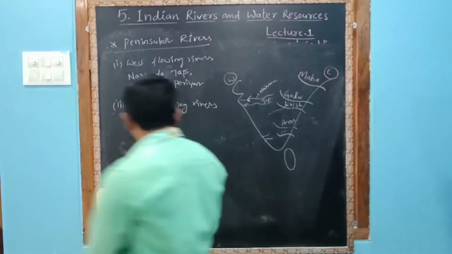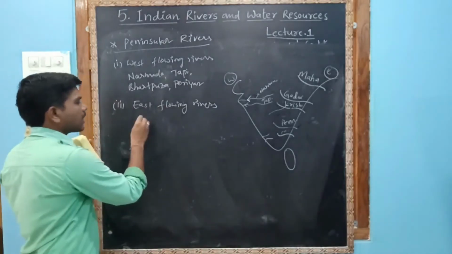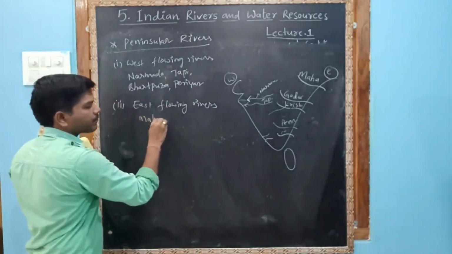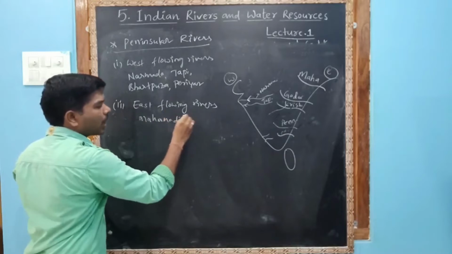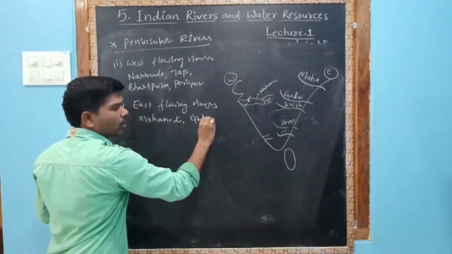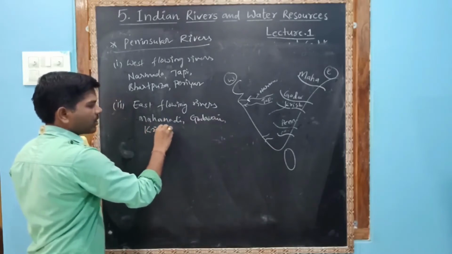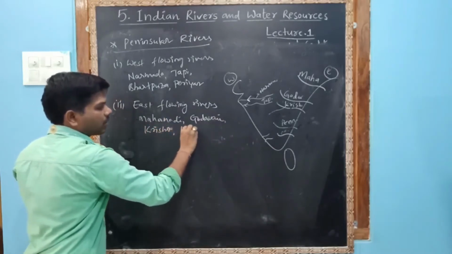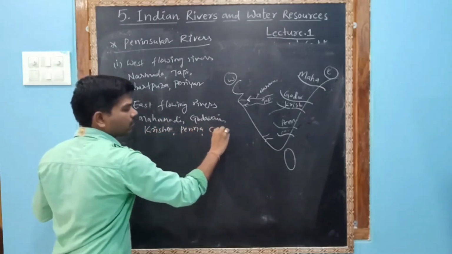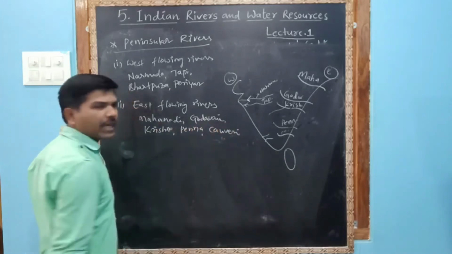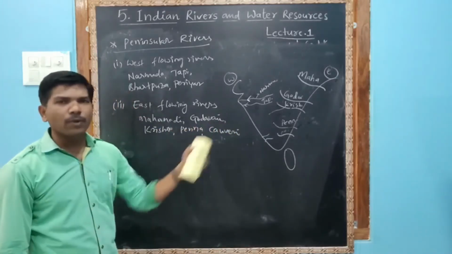You can write the east flowing rivers are Mahanadi, Godavari, Krishna, Penna, Kaveri, etc. These are the east flowing rivers.